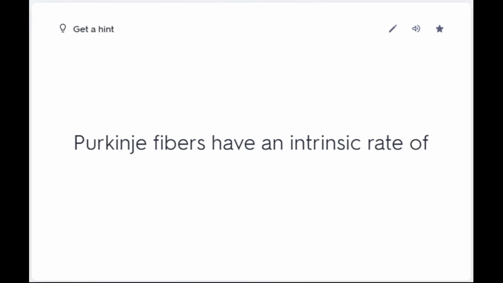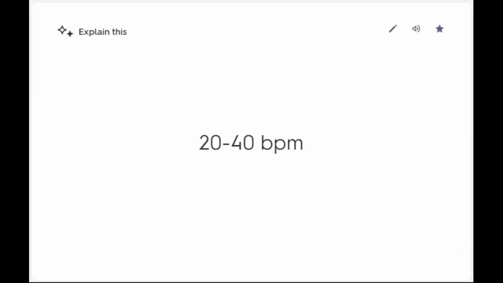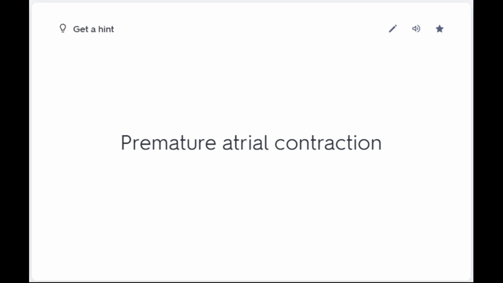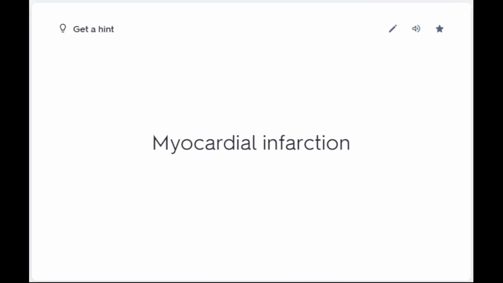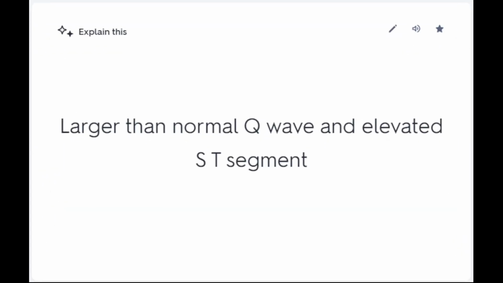Purkinje fibers have an intrinsic rate of 20 to 40 bpm. Premature atrial contraction. Increase in SA node excitability resulting in premature atrial beats. Myocardial infarction. Larger than normal Q wave and elevated ST segment.